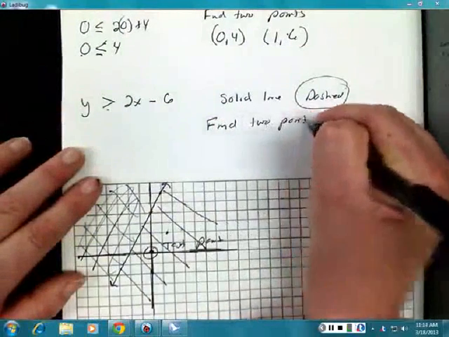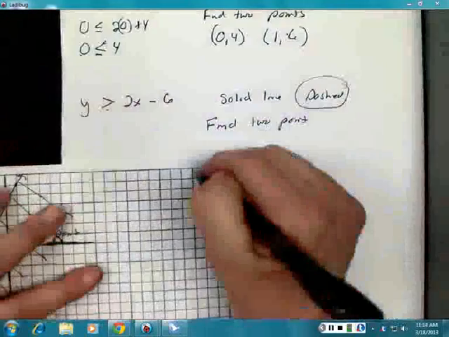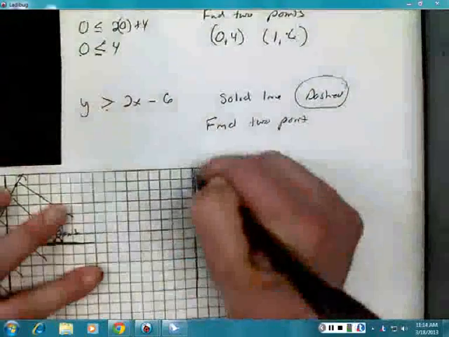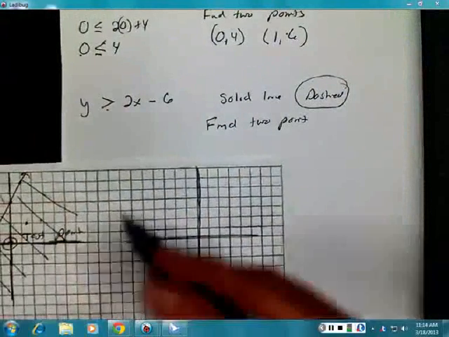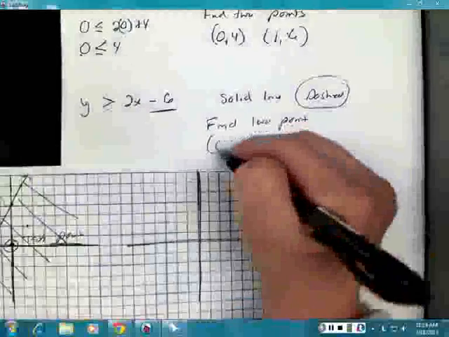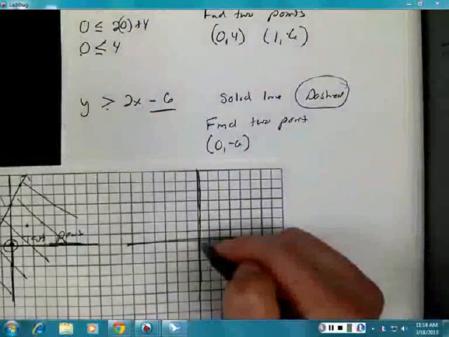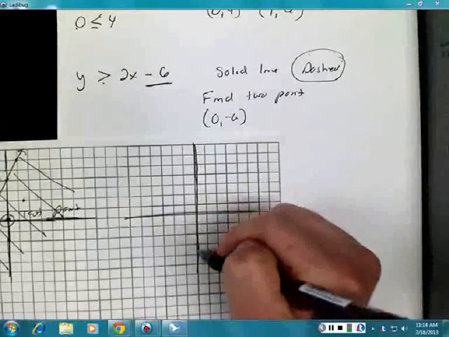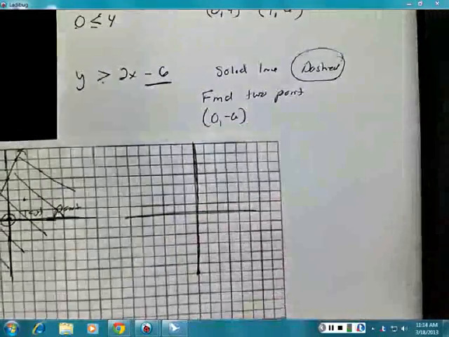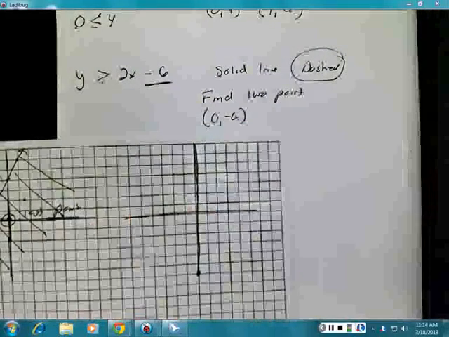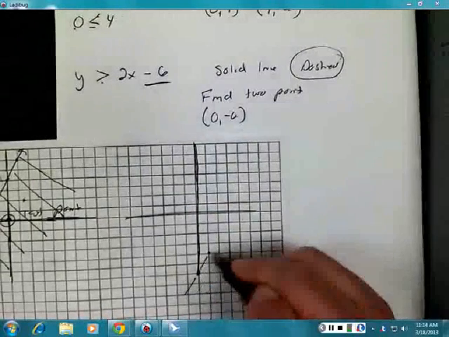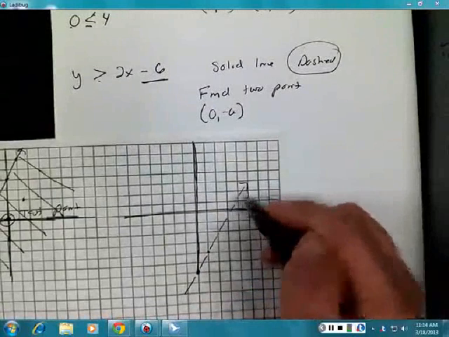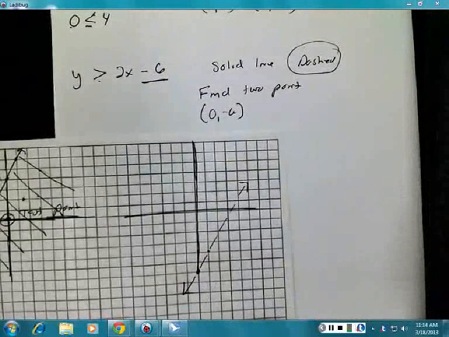Then it says find 2 points. If I look at this and I find 2 points, my easiest way to find 2 points is to look at what I have. So I know I have an intercept. Use it to my advantage. That means I'm going to be down 6. So I'm down 6. What's my slope tell me to do? We're up 2 over 1. And my line is dashed because it's not included.